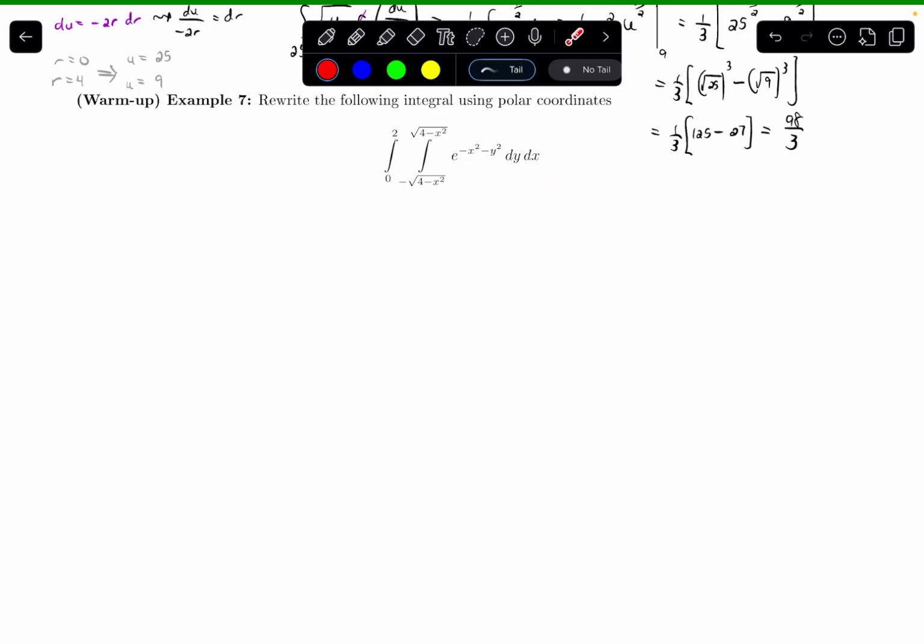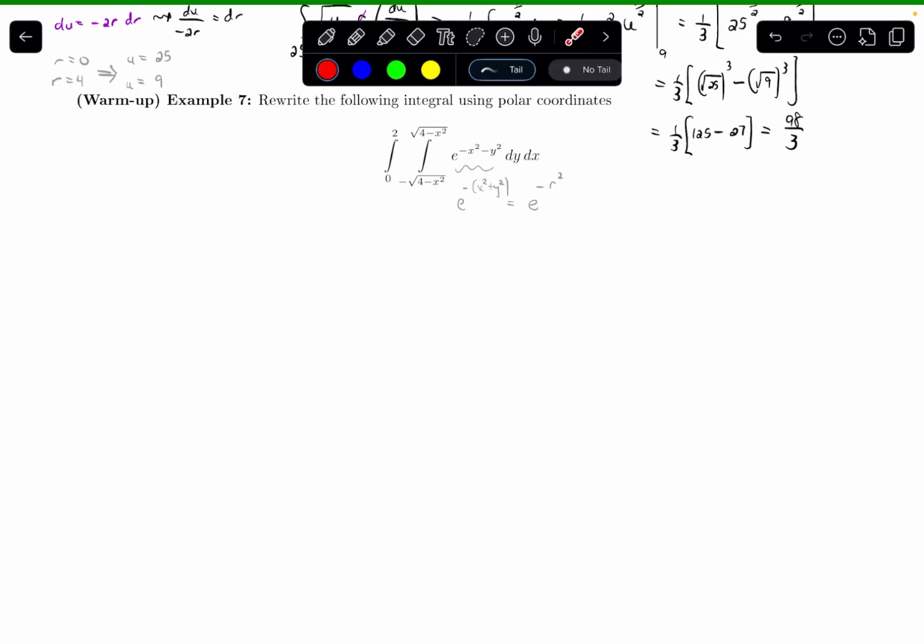So there's a few tip-offs that I might want to try using polar coordinates. We've already seen an example in the last video where something like this negative x squared minus y squared showed up. Because if I factor out a negative, I'll get e to the negative x squared plus y squared. And that's really nice in polar because this becomes e to the negative, and then that sum of squares is just r squared. So that's one of the tip-offs that I might want to try polar coordinates.